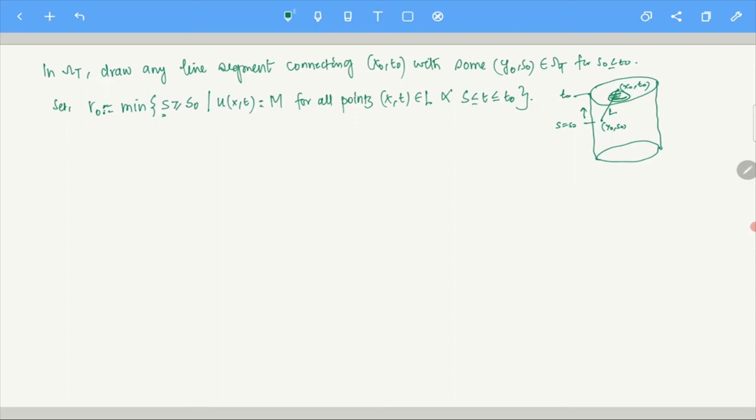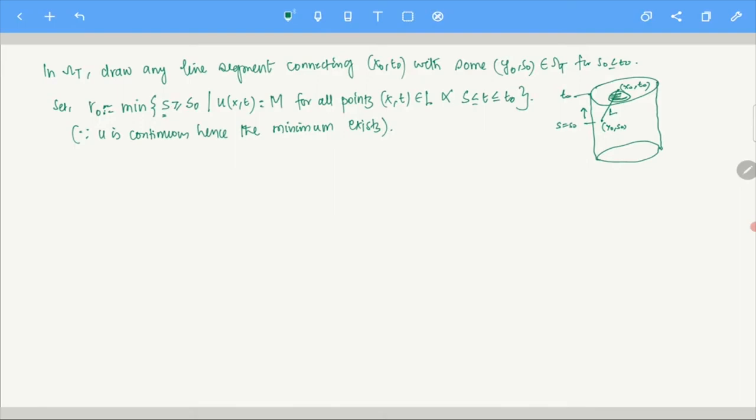Now does such a thing exist? Of course it does. Why? Because u is continuous, hence the minimum exists. Clear? So where am I looking? I am saying you take all the points where u is assuming the maximum m on the line L, and you take the minimum of all such s, which is of course greater than s naught. That's what it is saying. Set it to be r naught.